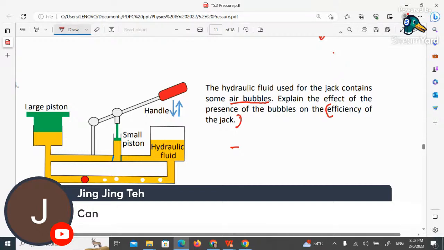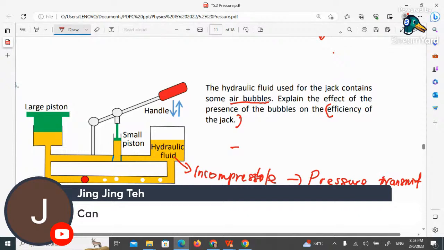Remember the characteristic of the liquid that we use in the hydraulic system must be incompressible. Why do we want it to be incompressible? Because pressure will be transmitted uniformly, or equally. Yes, correct, Edwin. Air bubble is compressible.